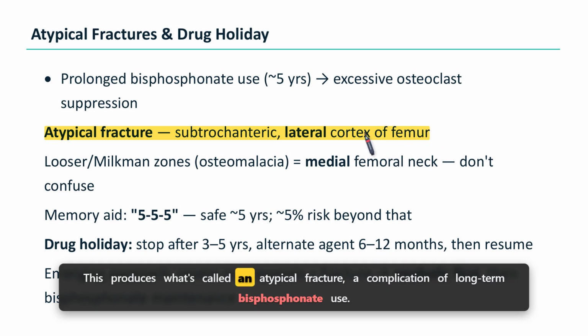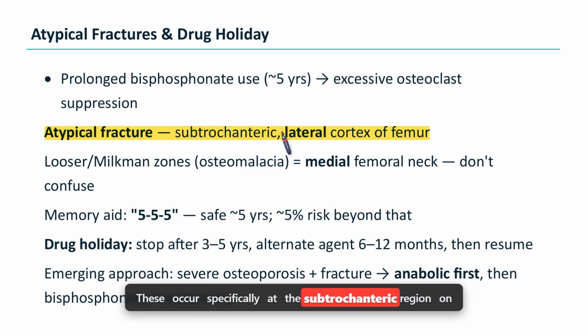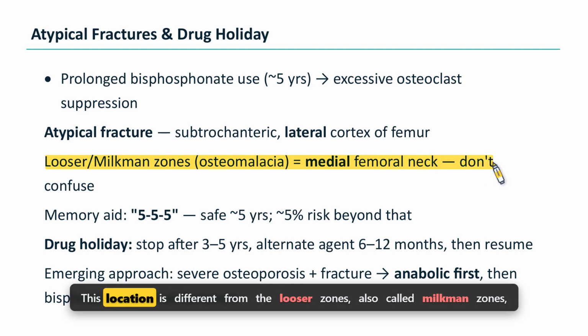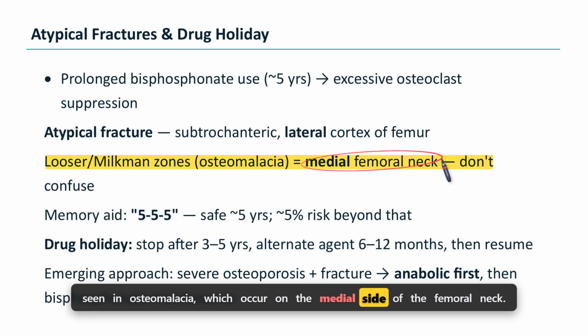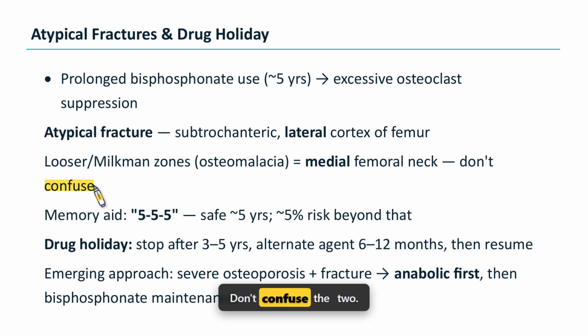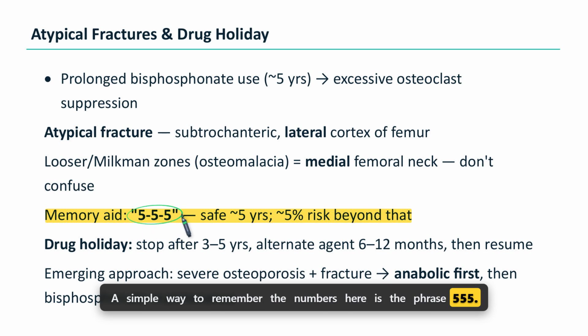This produces what's called an atypical fracture, a complication of long-term bisphosphonate use. These occur specifically at the subtrochanteric region, on the lateral cortex of the femur, below the trochanter. Here's an important distinguishing point. This location is different from the looser zones, also called milkman zones, seen in osteomalacia, which occur on the medial side of the femoral neck. Atypical bisphosphonate fractures occur on the lateral subtrochanteric cortex. Don't confuse the two. A simple way to remember the numbers here is the phrase 555.